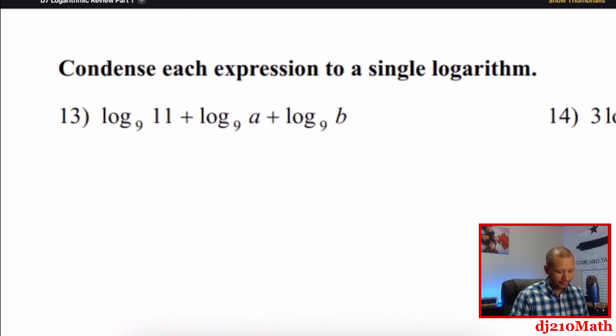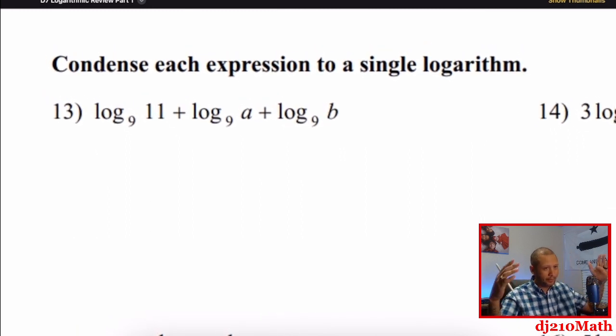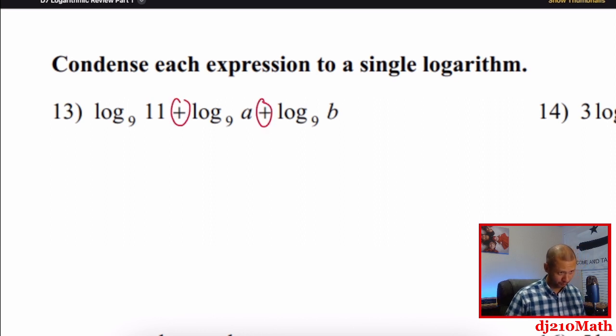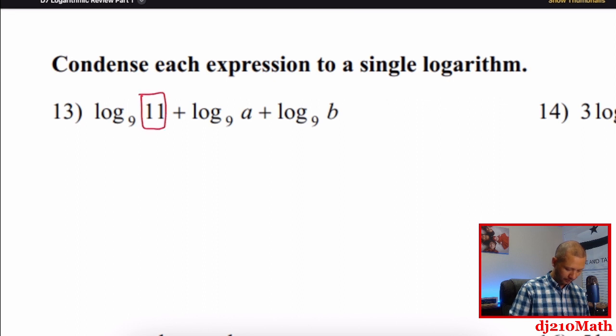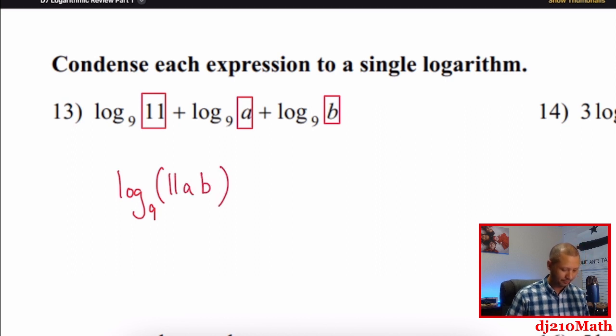Okay, so here we have, now we're condensing. So it's expanded and we have to put them back together. Here, all the bases match, log base 9, and we have addition. So that means the arguments are going to be multiplied. The arguments are 11, A, and B, so these are going to be multiplied with log base 9. So log base 9 of 11, A, B. Right, they're all being multiplied.